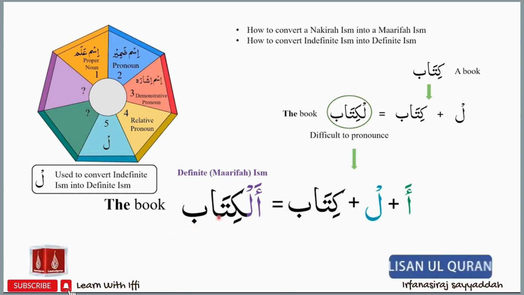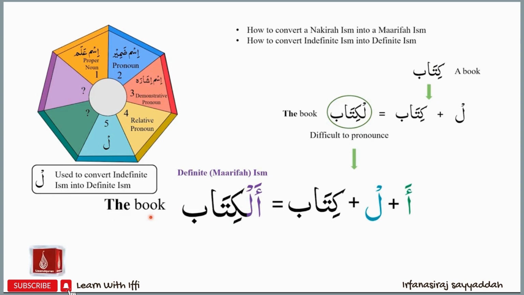Al-kitab is the definite ism version. It is the marfa ism version of kitab. Kitab is the indefinite version. Al-kitab is the definite version, which means the book, meaning that we're talking about a specific book.